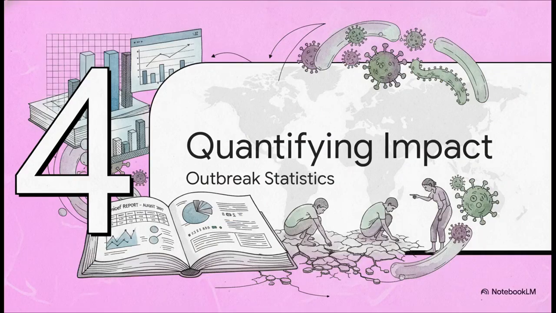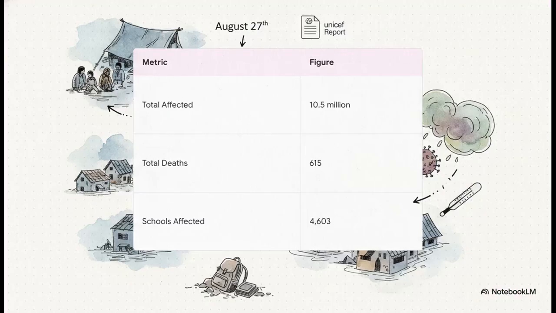Now let's look at the hard data in Section 4, quantifying the outbreak's impact. While up to 33 million people were affected overall during the full course of the disaster, this specific UNICEF report from August 27th gives us an incredibly detailed snapshot of the devastation right at a critical peak. We see 10.5 million people immediately affected, 615 tragic deaths recorded at that exact point in time, and massive social disruption with over 4,600 primary schools affected.